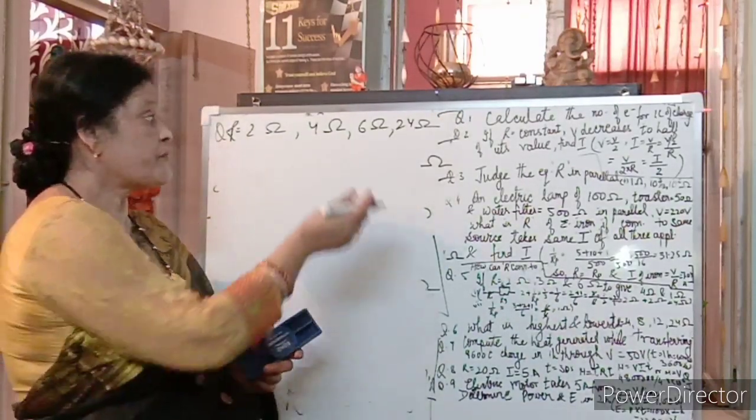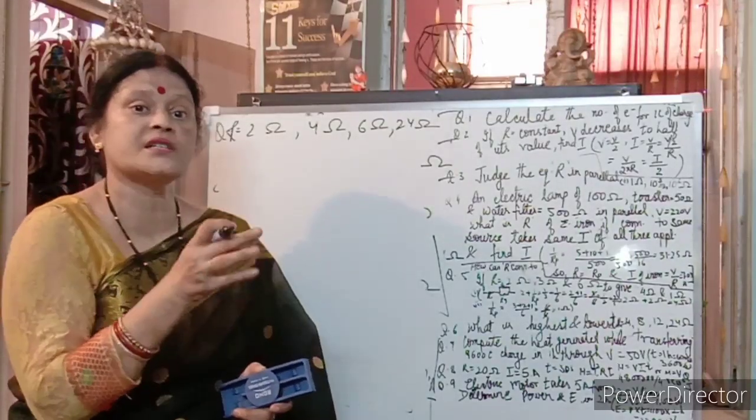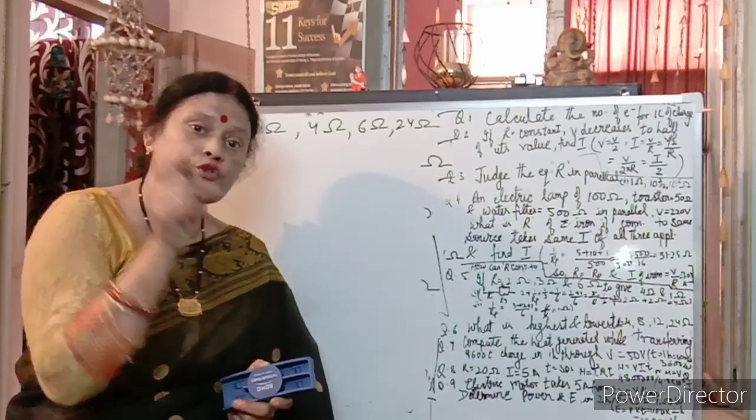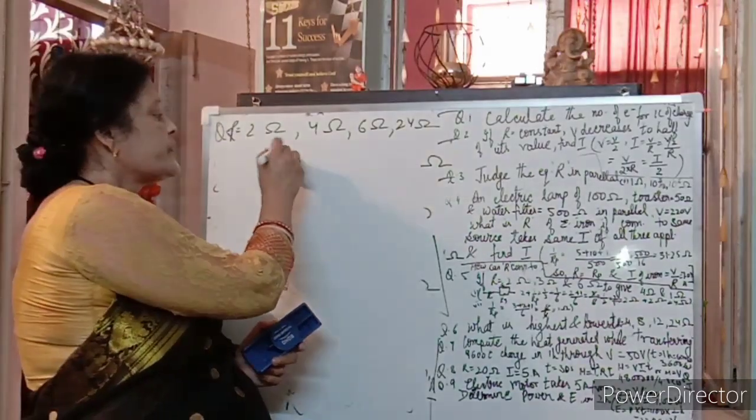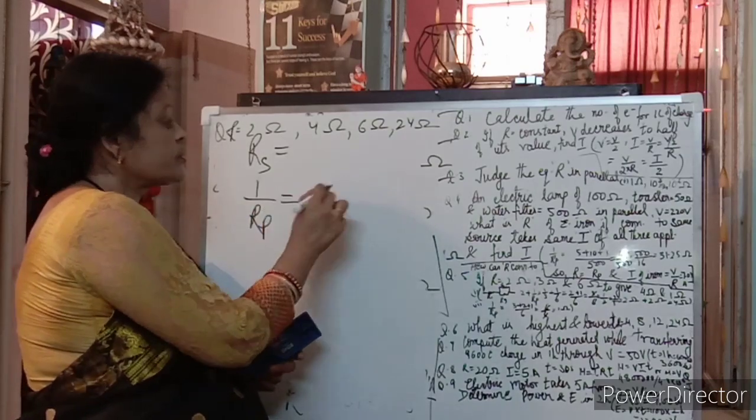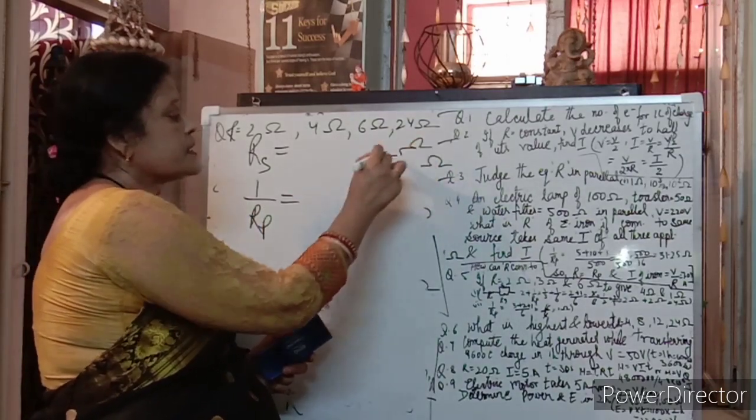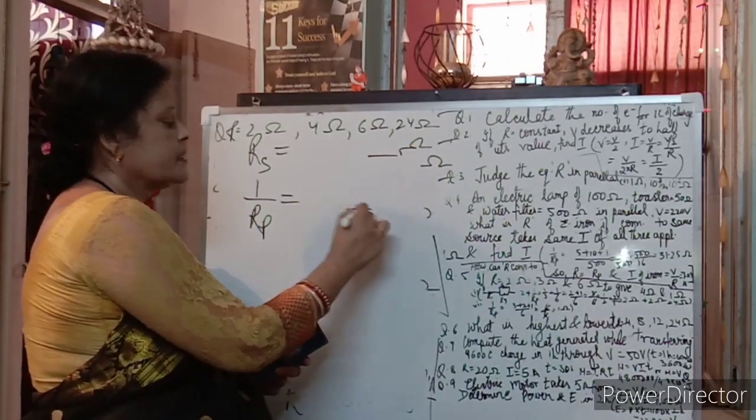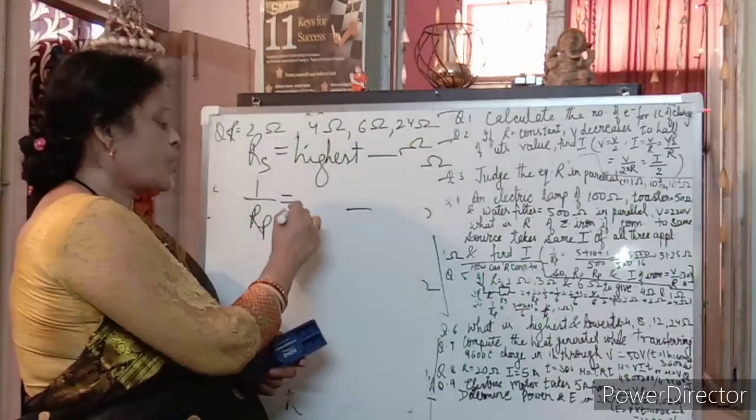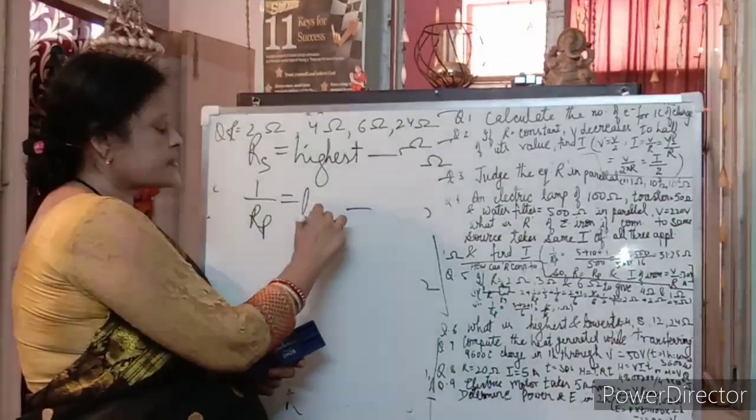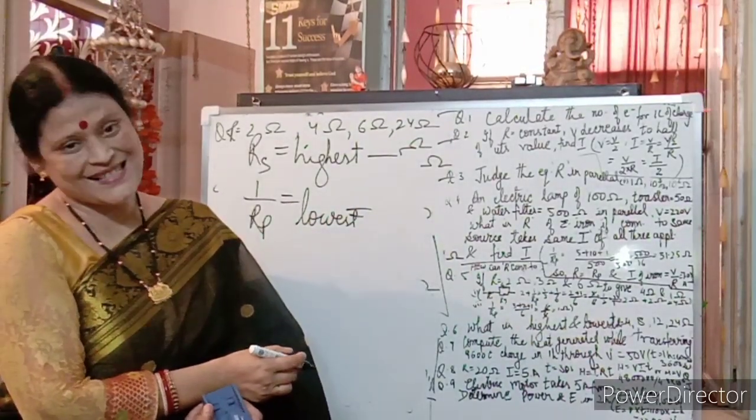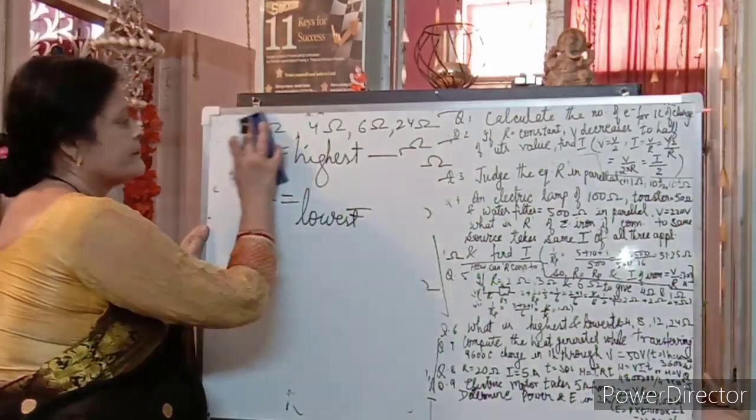So first you find it. Don't just write that lowest is in parallel and highest is in series. No, you have to show it. First you will add them up, then you will find the series, and then you will find RP. Then you will show that this is highest and this is lowest. Highest, why highest? Add it up and show with the formula, and lowest, show it in parallel connection. Okay? Come, next one.